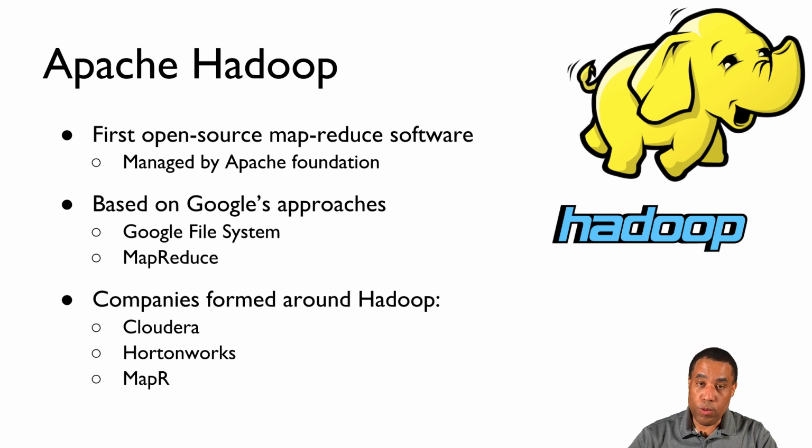Apache Hadoop is named for a child's name for his little stuffed elephant. He called that elephant Hadoop, and the lead developer for Apache Hadoop needed a name for his project, so he took his kid's name for his little stuffed elephant. That's why the logo is an elephant and the name is Hadoop.